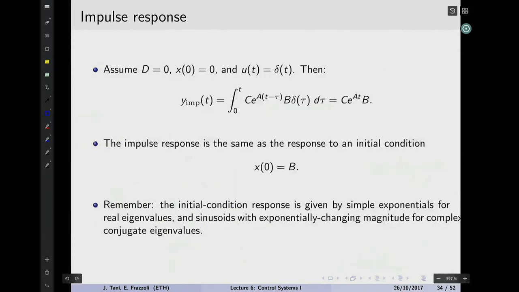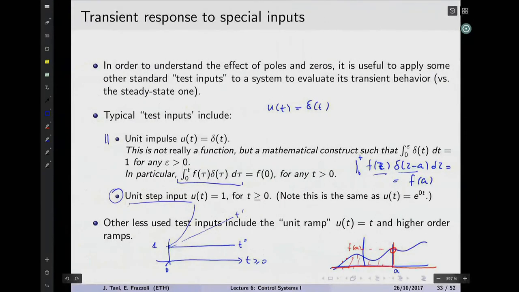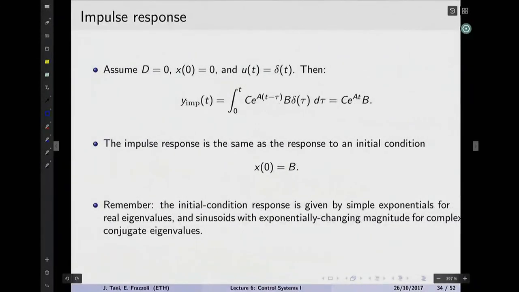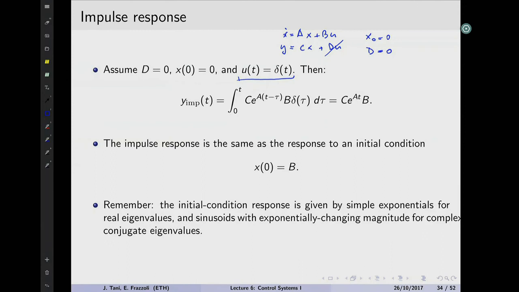So let's look at the impulse response first. What is the impulse response? Well, the impulse response is the response when you send an impulse as an input. So what we're doing is we're saying, look, consider u of t to be delta of t. Now let's take a system, x dot equals Ax plus Bu. Let's consider x naught to be equal to zero, so we just look at the steady state response, and let's consider D equal to zero, just because in 99.9% of cases, D is going to be equal to zero in the systems you're going to be dealing with. And we plug in u of t equals the delta of Dirac.